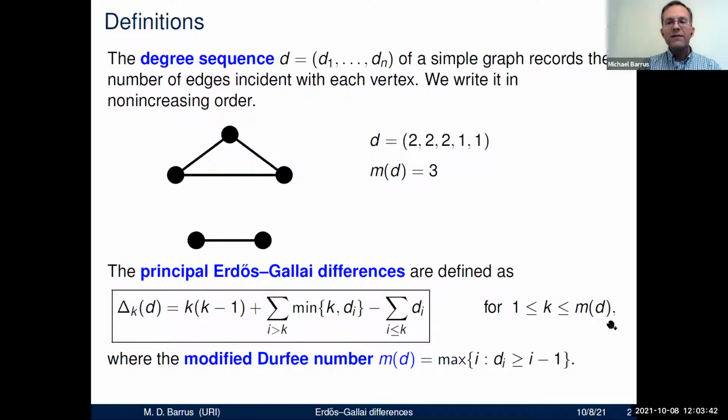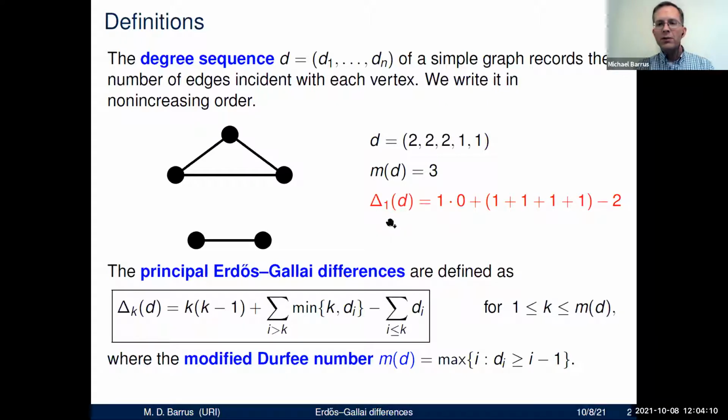And once we've defined the modified Durfee number, the principal Erdős-Gallai differences are what we'll call these functions of k. Now, k is going to be somewhere between 1 and the modified Durfee number. And then for each delta sub k, what I mean is k times k minus 1 plus a sum of some function of the degrees minus some other degrees. And let's make sense of this using our example above.